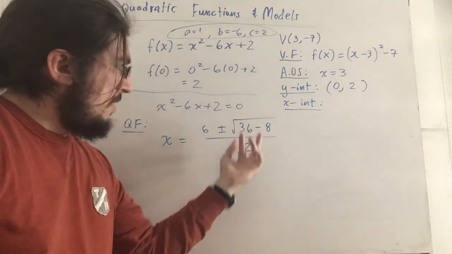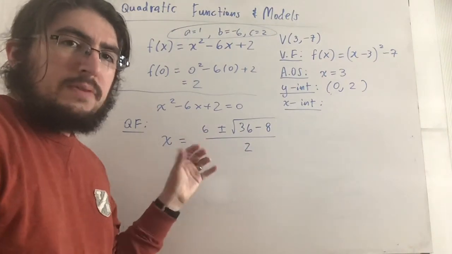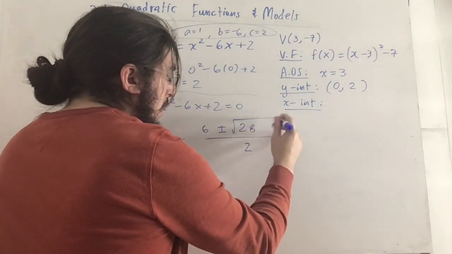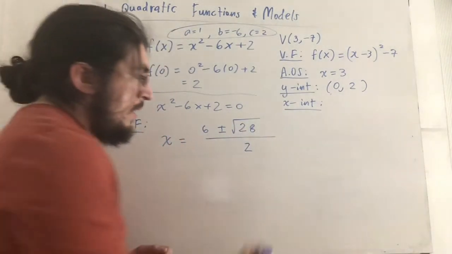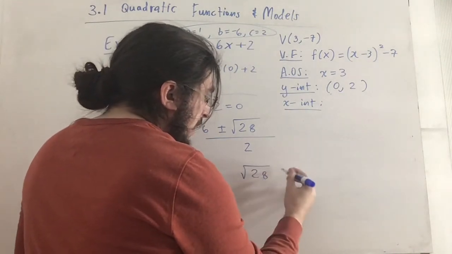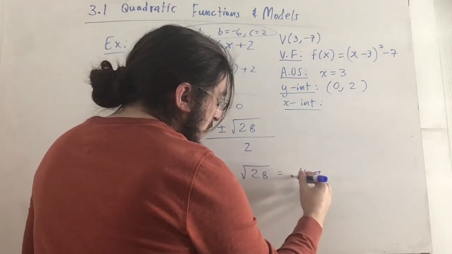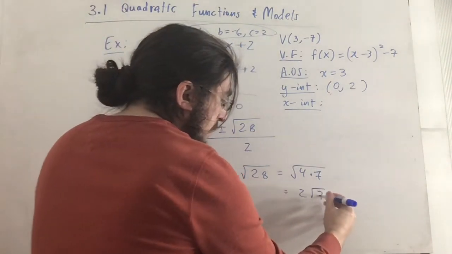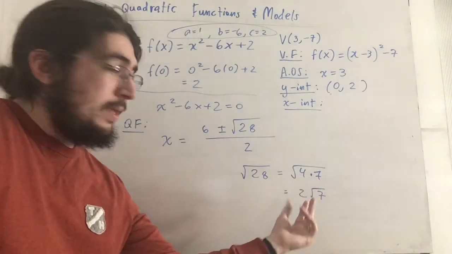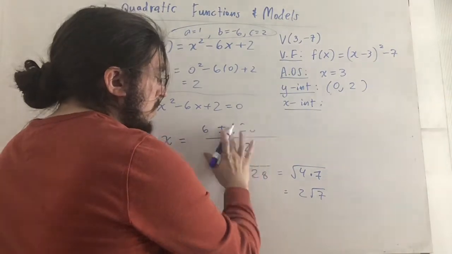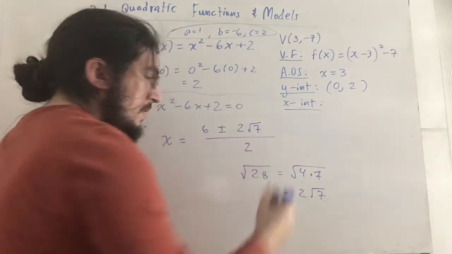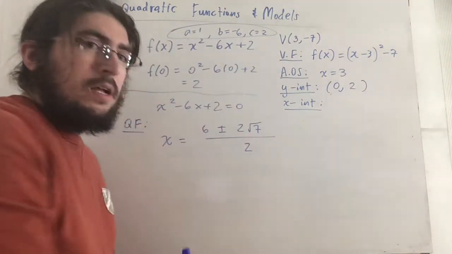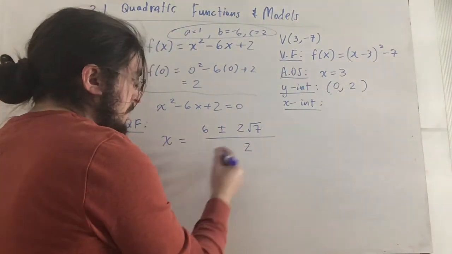Sorry for the so much erasing here, but I just want to be quick so I have more space. So 36 minus 8 ends up being 28. And radical 28 we can actually simplify because, just to show some work here, 28 is 4 times 7. Though you can't square root 7, you can certainly square root 4. So radical 28 is 2 times radical 7, because the square root of 4 is 2. Now finally, if you divide top and bottom by 2, you end up getting this.